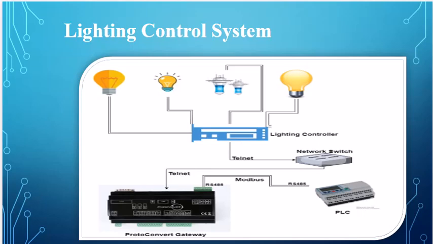Dimmable lighting options and automated controls improve occupant comfort by ensuring adequate light levels. Proper configuration and maintenance of these systems are essential for maximizing their benefits.